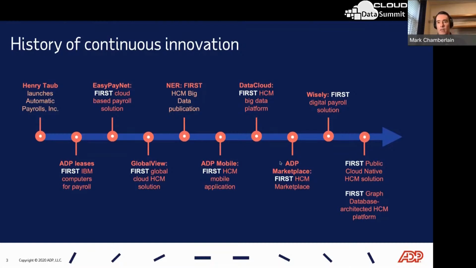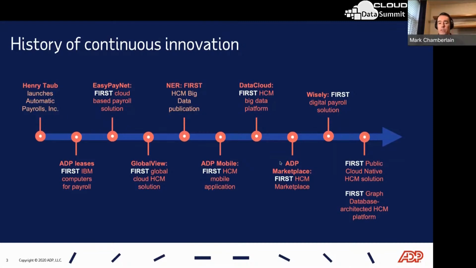If you look at the time around AWS launching, which is probably considered the first public cloud provider, that was around 2006. So ADP in 1998 started providing cloud solutions for their payroll for their customers almost 8 years before that. And in 2000, we launched GlobalView, which is our first global cloud HCM solution. So we've been doing cloud and using technology for quite some time to meet the needs of our customers, and we've been doing it in a cloud-based approach.